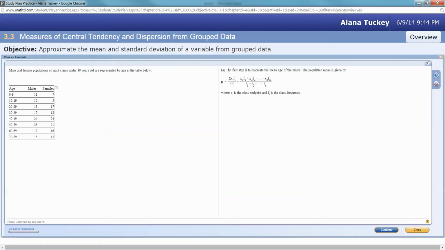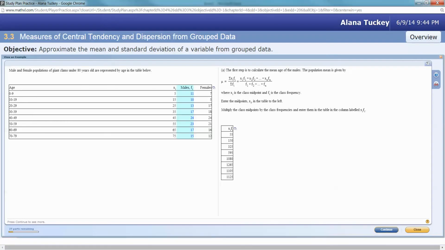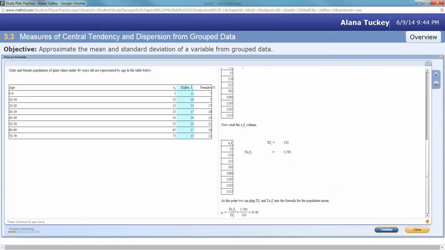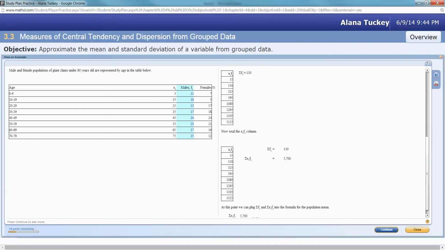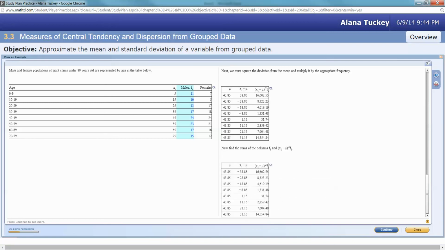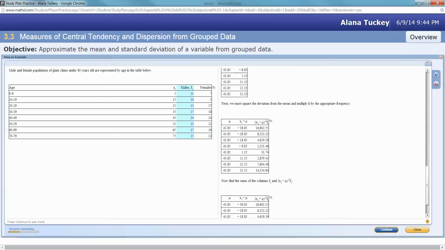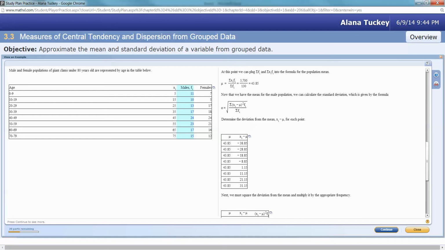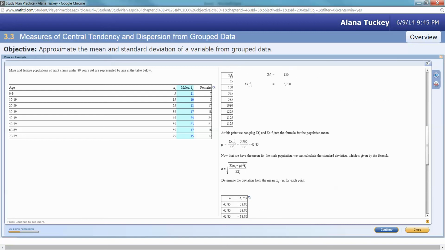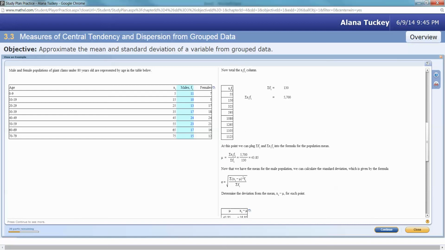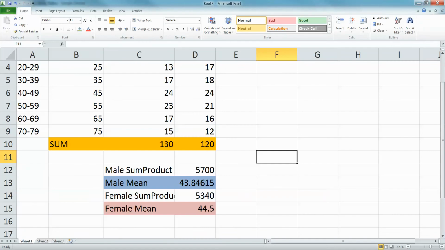Let's see if I agree with that. And they're showing all this by hand stuff. See, they've got the 130, and then they've got the 5700. All that jazz. Oh, and then they're going to find the deviations. Hold on one sec. There we go. All right, so 43.85. Is that what we got? Yep, 43.85. Look at that.